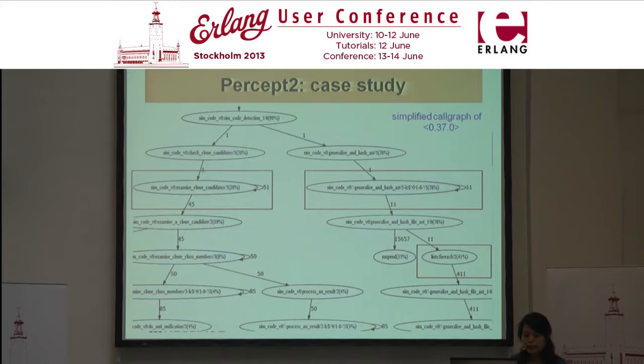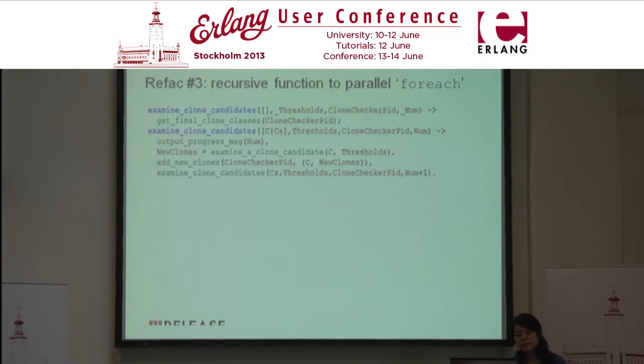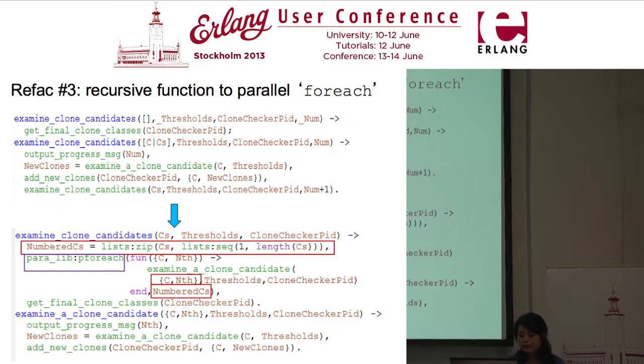And then if you look at this function, which is a recursive function, it takes a list of clone candidates and analyzes every one of them. But it's a little bit harder than the simple ones, because you can see there's dependence between the consecutive recursions, because you look at the num plus one here, you use the data from the previous recursion. In that case, if you want to parallelize, you have to somehow get rid of the dependence. So for this case, we rewrote it a bit and got rid of it, then we are able to use a parallel for each.